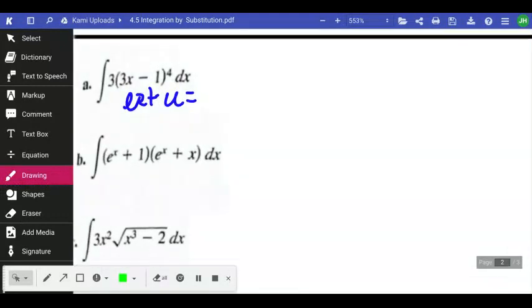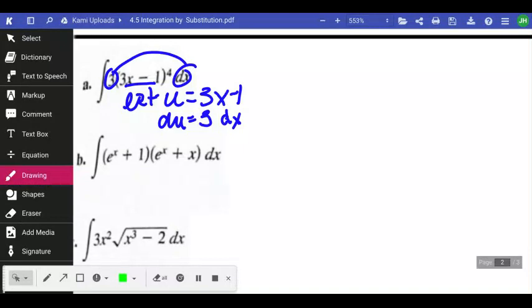3x minus 1. So du is 3dx, which is actually great because this is my u and there is my du. Perfect. So I don't have to worry about dividing or multiplying to make it work out. So I will have my integral of what? I want you guys to try to plug stuff in now. U to the fourth du. Because this whole thing together is du.